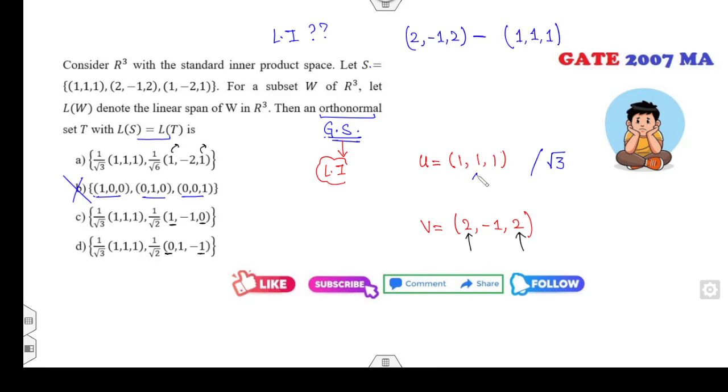Find the dot product, because it's the standard inner product of R³. So find the dot product: 2 - 1 + 2. That number is 3, divided by the length. What is the length of the previous vector u? It is √(1+1+1), so this becomes 1. That is a 1, 0. Sorry, 1, minus 2, 1.